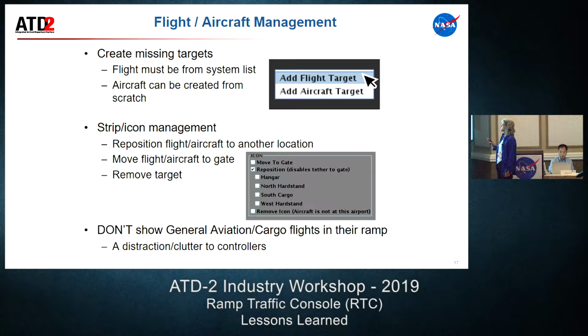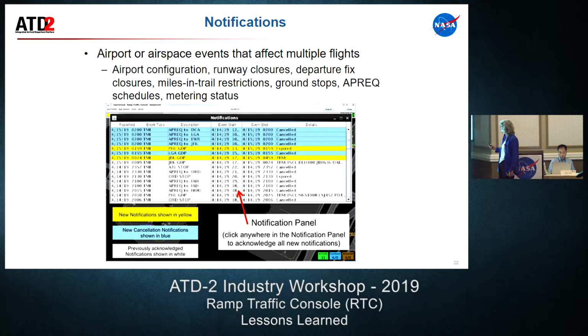But the controllers did not want to see general aviation or cargo flights in their ramp map because it was just a distraction and clutter to them. They wanted those hidden, so they only wanted to see the general aviation or cargo flights if they were actually taxiing on the taxiways or in the runway.